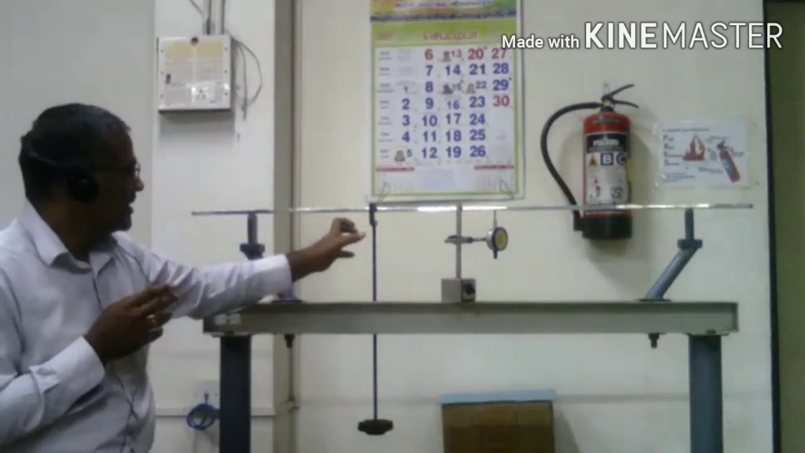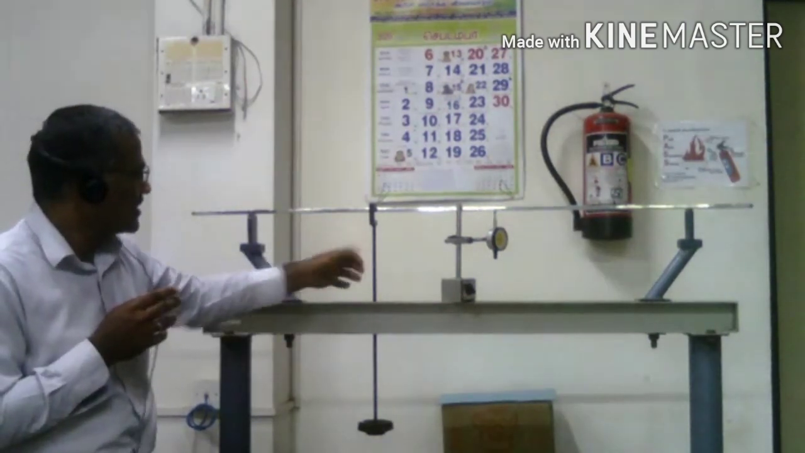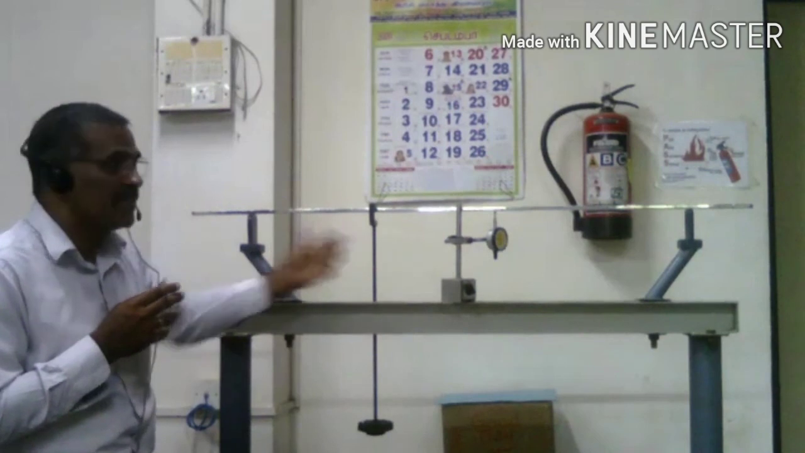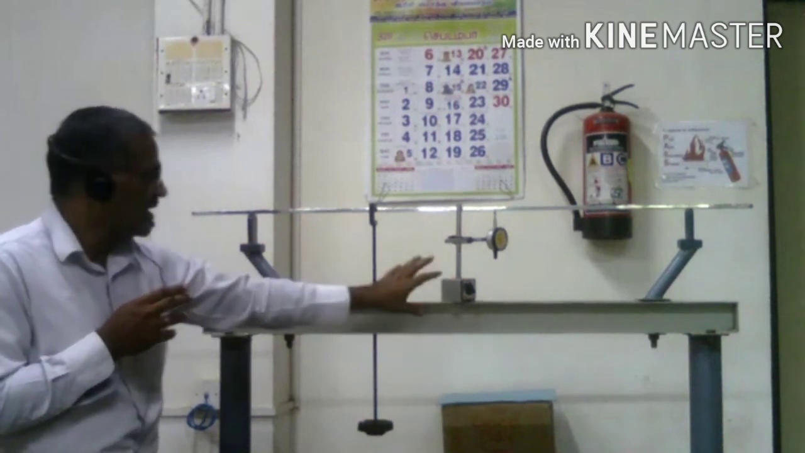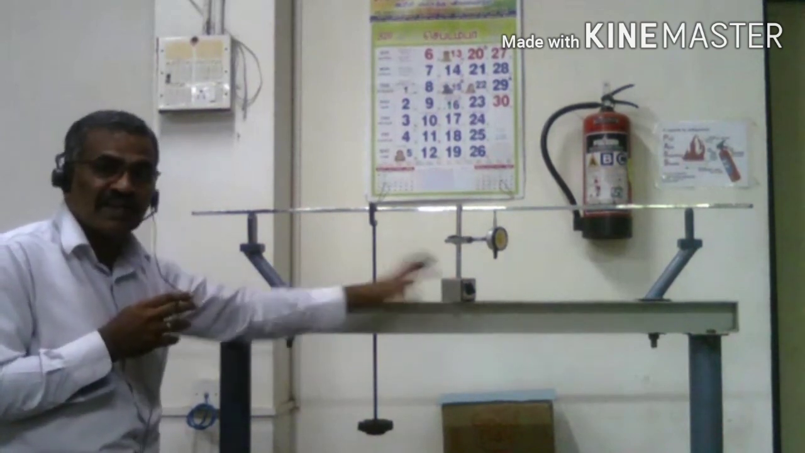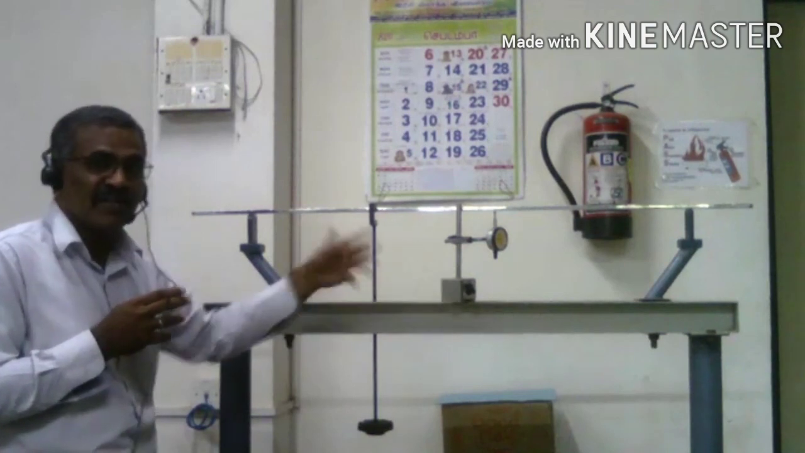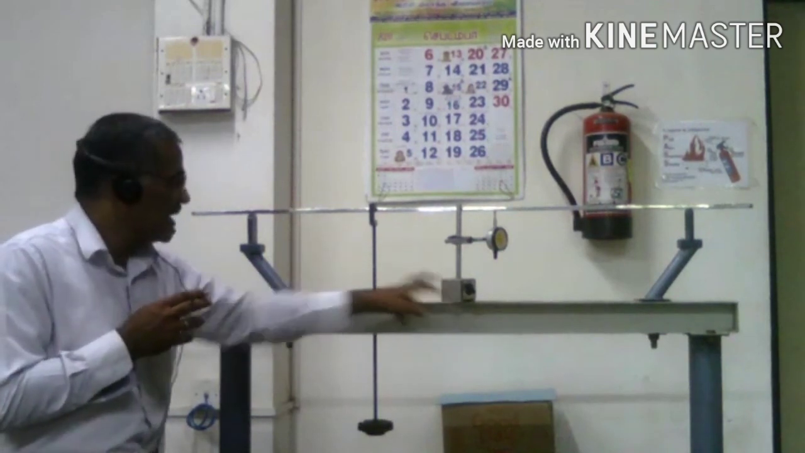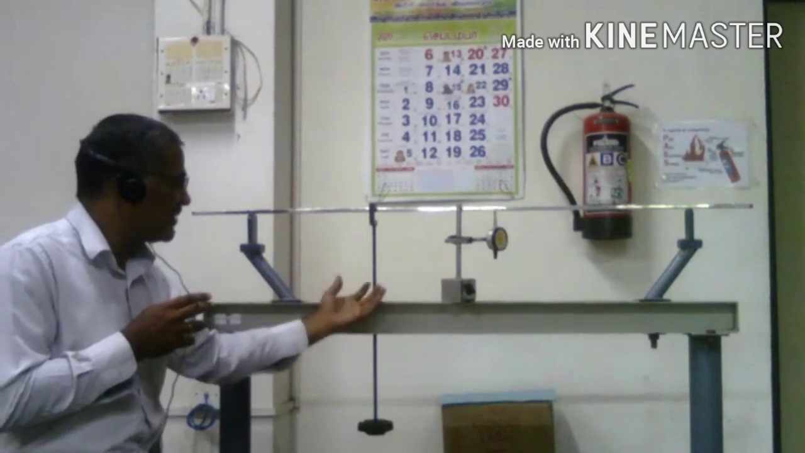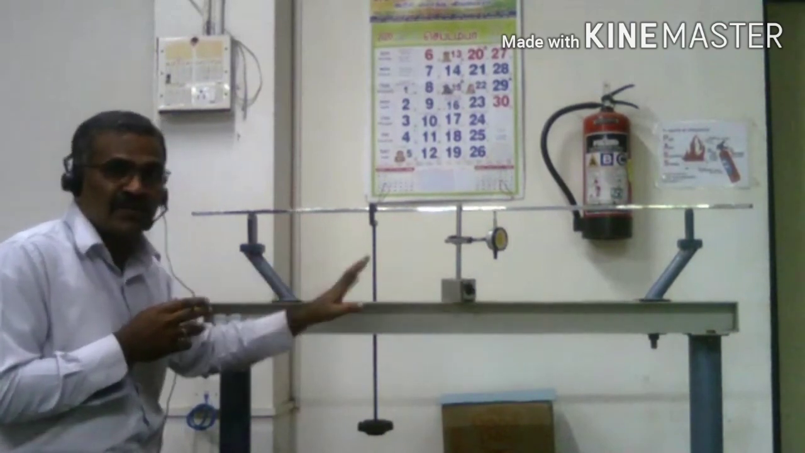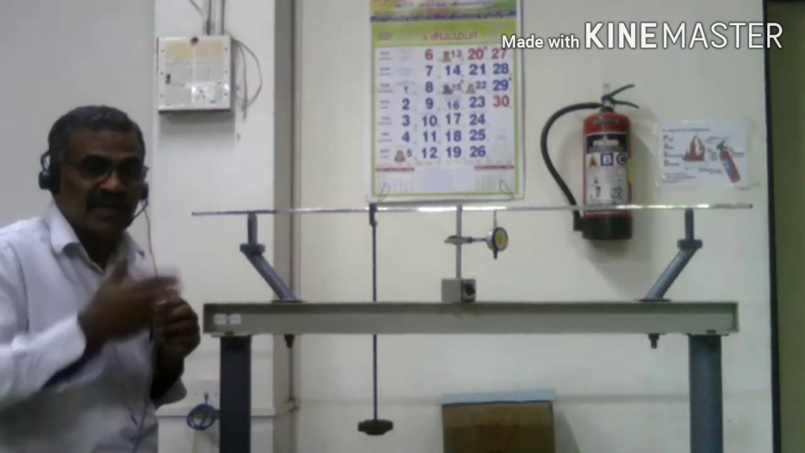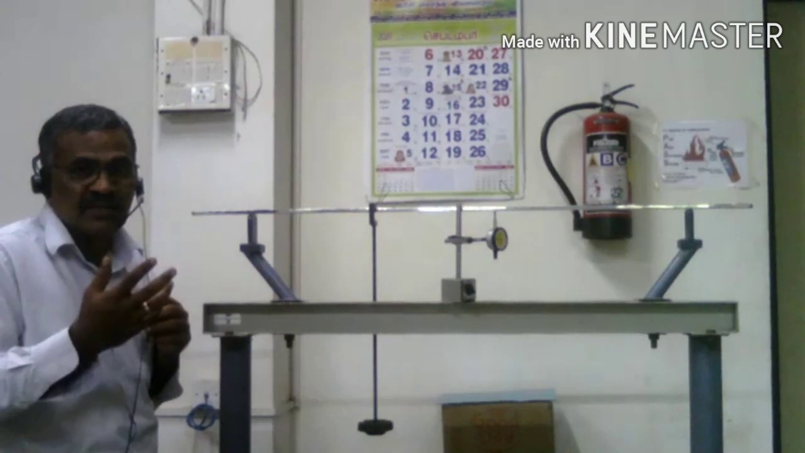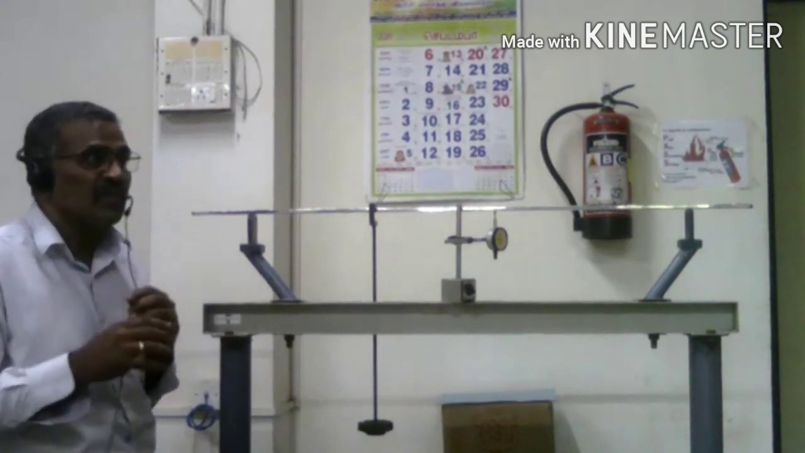We kept the mass at this location, which is 300 millimeters from the left support. Now the dial gauge is 600 millimeters from the left support. You can interchange the load and the dial gauge and take the readings. Keep the dial gauge at 300 millimeters and the weight at 600 millimeters from the left support. The same set of readings has to be repeated, and you calculate. You can find Young's modulus using that also.